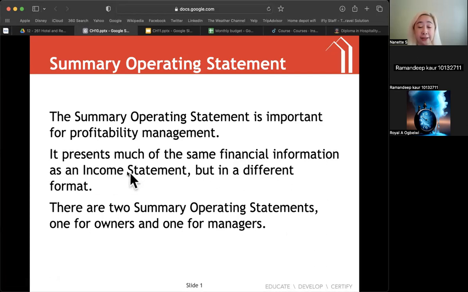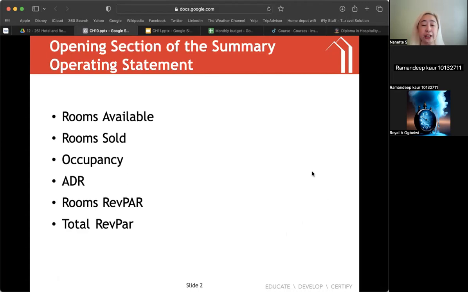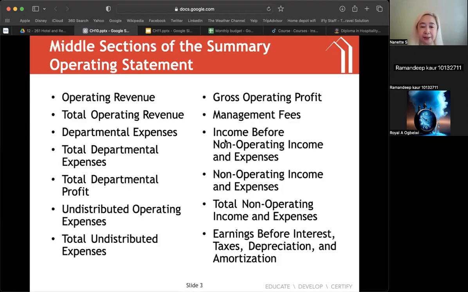All right, so last time we discussed the income statement. So today we're going to be discussing the summary operating statement. So here are some of the sections that you will find under the summary operating statement. So you have rooms available, rooms sold, occupancy, ADR, rooms RevPAR, and total RevPAR. So this is for hotels, right? This can also be for function rooms, but mostly we use these computations for running a lodging business.